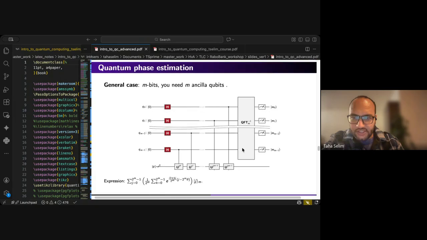Then I get the general case. For the general case of m bits, you need m ancilla qubits, and that's what you get after all. So you get the Hadamard gates, and then you apply all of these operations as many times as needed. You use the inverse of the quantum Fourier transform to disentangle the qubits, and then you measure and get the bits. And then depending on the precision, if you need 16 bits of precision to represent your theta, then you will need 16 qubits, and so on.